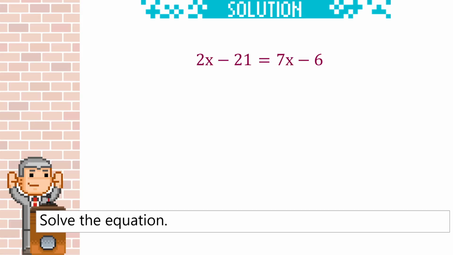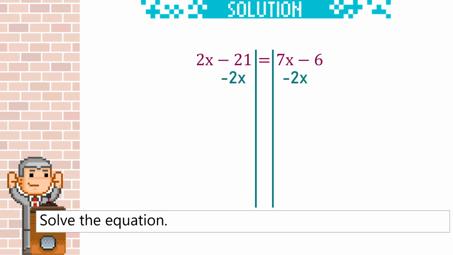In this question we're going to start by putting our tramlines in. Now we have 2x on the left hand side and 7x on the right hand side. The smaller amount of x is that 2x. So we're going to take away 2x from both sides. That will leave us with just the minus 21 there. Remember, the minus belongs to that 21. And we've got 7x, take away 2x, that will leave us just 5x, and then take away 6.